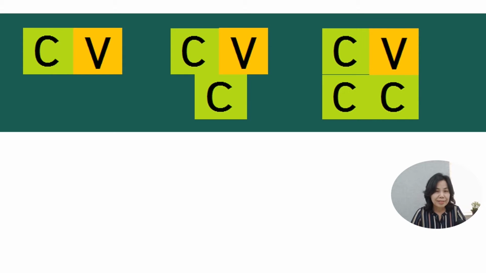Did you notice? The important point is syllables have to begin with a consonant. Here, here, and here. So consonant first and followed by the vowel. Consonant plus vowel. This is the main rule.